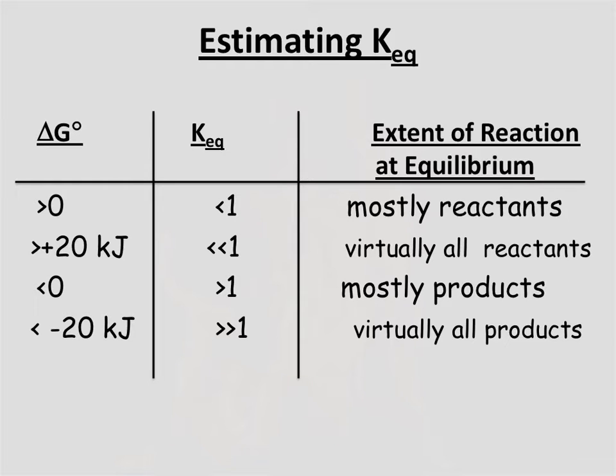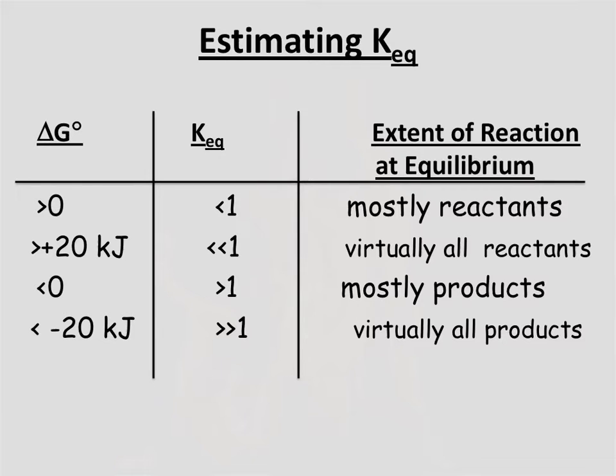All right, so that's good and fine and all. We've got this lovely equation now, some more equations to deal with. But what does this all actually help us with? Well, if you know your delta G value, you can estimate the value of your equilibrium constant, and you can also estimate what the equilibrium is going to look like. What is it going to be?